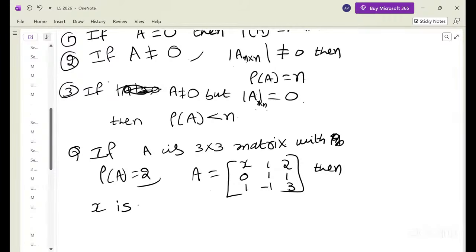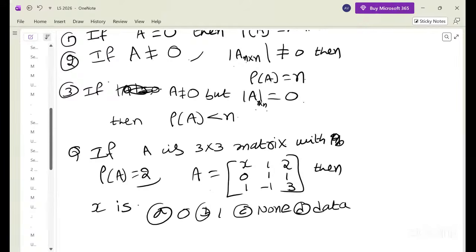Options will be given, and data inadequate will also be there. What are the options? A, 0; B, 1 (the values of x); C, none; D, data inadequate. Data inadequate means the data is not sufficient to answer this. Information not sufficient, inadequate. None means neither 0 nor 1. Data inadequate means we cannot determine; the data is not sufficient to answer this question. We cannot conclude anything.